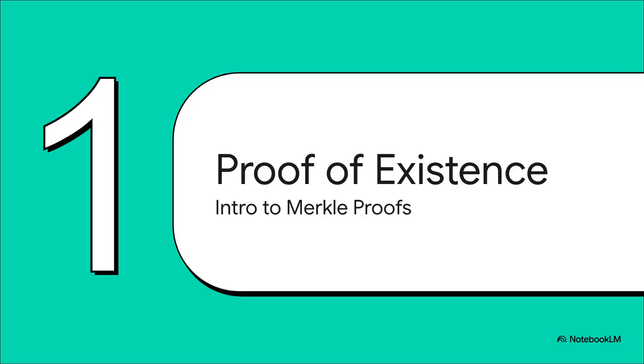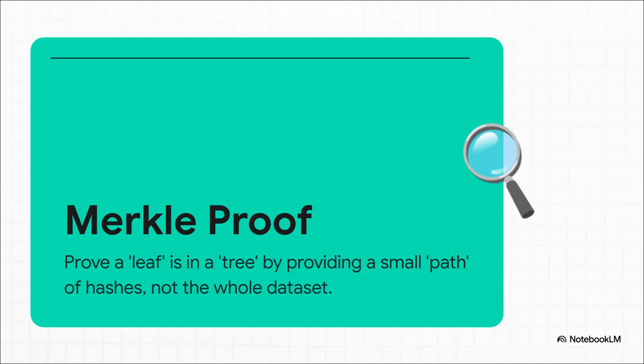So what is this clever little solution? Well, it's called a Merkle proof. And trust me, it's the key to proving something exists without showing your whole hand. So, a Merkle proof, what is it? It's our answer. And the core idea is pretty brilliant.